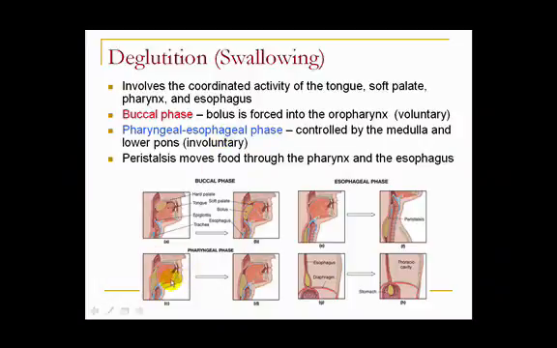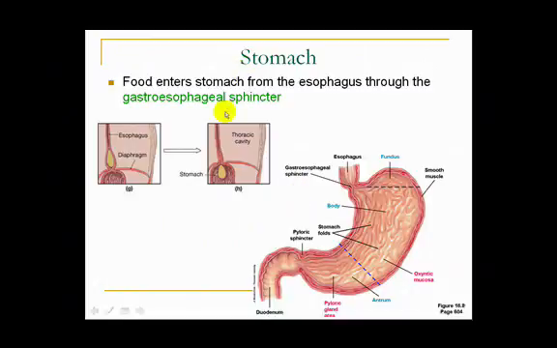Food will move into the laryngopharynx, and through peristalsis, it'll move down the esophagus. So remember, by a wave-like contraction of the smooth muscle, it'll move down the esophagus until it gets to the end of the esophagus, which is basically where the diaphragm divides the esophagus from the stomach. And there's a little sphincter there, and then food will move through that sphincter into the stomach. And so then food enters into the stomach.